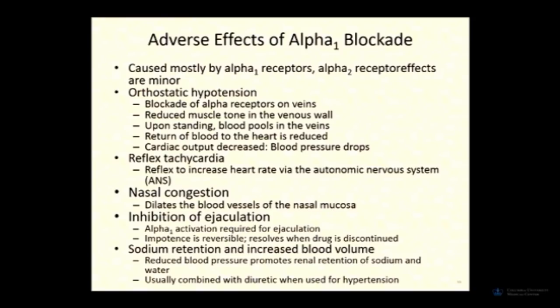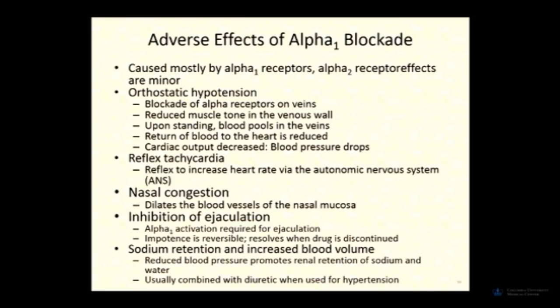Blood loss is one example of a reason for a drop in blood pressure. Reflexive tachycardia is something that can happen with alpha-1 blockade, and people are going to be particularly vulnerable to it when you are first starting to take an alpha-1 blocker.